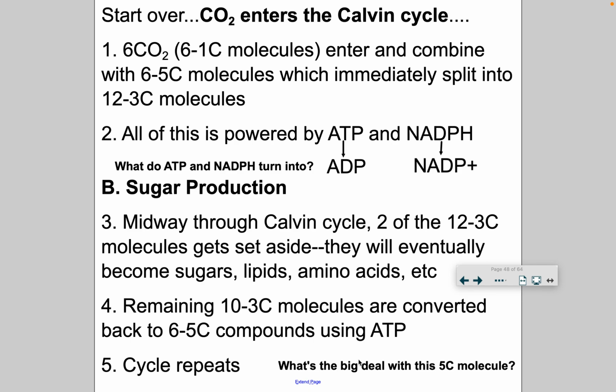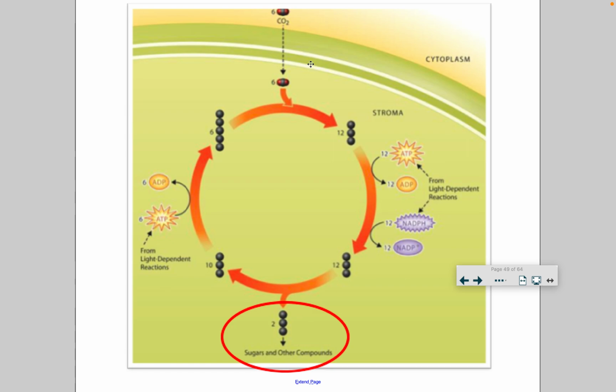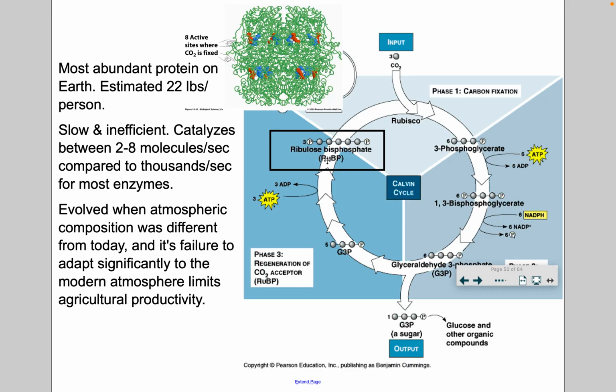So why does it have to go from 3-carbon back to the 5-carbon molecule again? What's the big deal with this 5-carbon molecule? This is a diagram showing midway through, 2 3-carbon molecules are going to get set aside, and they're going to be turned into sugars or other compounds. And then the 10 move on. But what is so important about this 5-carbon molecule? That 5-carbon molecule is called ribulose bisphosphate, RuBP. And it is created by an enzyme called Rubisco. Okay, I'll type in Rubisco.